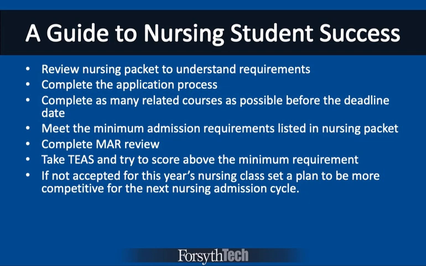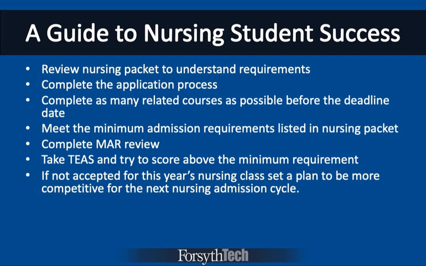To summarize the nursing admission process, you will need to carefully review your specific nursing packet so that you understand the requirements you need to meet by the deadline. You need to complete the application process, and if you have not started taking any of the related courses listed in Phase 5 of your packet, then you should start taking those as soon as possible. Remember, when you first apply, you are accepted as a General Occupational Technology pre-nursing student, which will allow you to complete the related courses for your particular nursing program. To be competitive, your goal is to complete as many of the related courses as you can by the deadline.